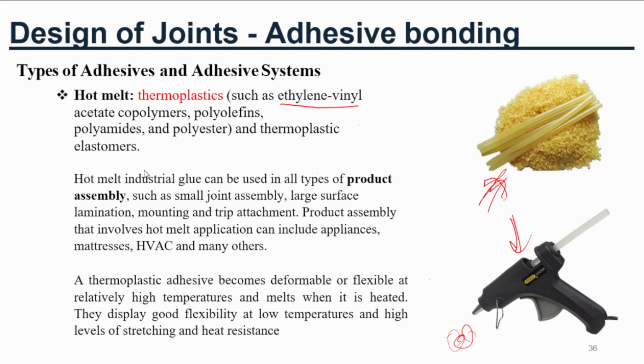As applications, used widely in industrial and product assembly. Some of this type of methods are used for small joint assemblies, large surface laminations, mounting and trim attachments. In some appliances and HVAC systems, we can see this type of hot melt adhesives applied.